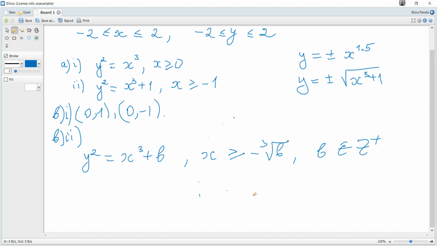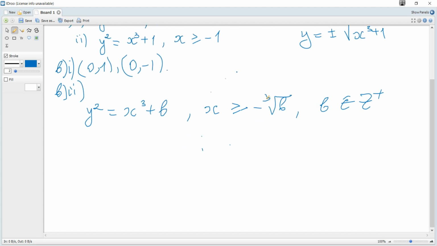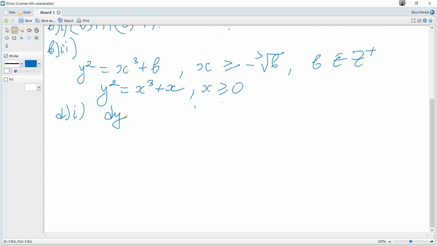Now consider the curve y squared is x cubed plus x, x greater or equal than 0, and show that dy dx is as given for x greater than 0, 3 marks. So we need to just find the derivative dy dx.